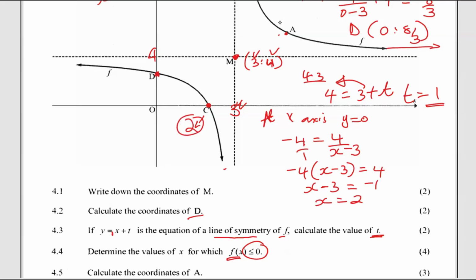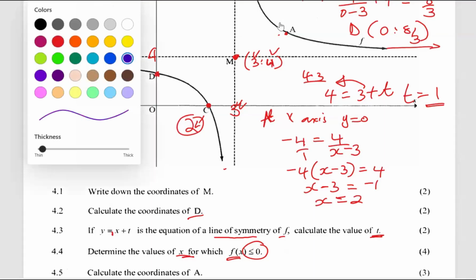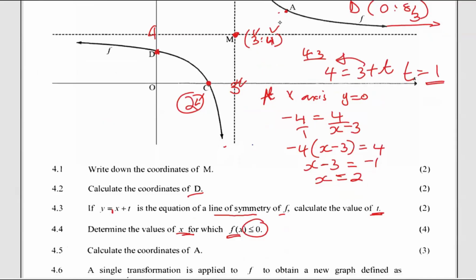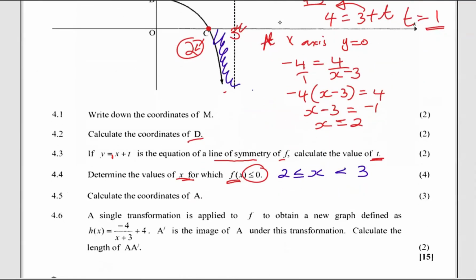Now, to answer the question, they want the values of x for which the graph is less or equal. Meaning that I'll say that all values between 2 and 3. So 2 is less or equal to x and less than 3. So there shouldn't be an equal sign here because the 3 is an asymptote. So this region is what they are interested in. All right, so that is that.